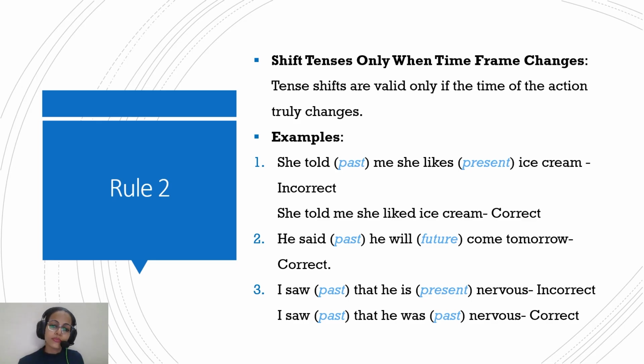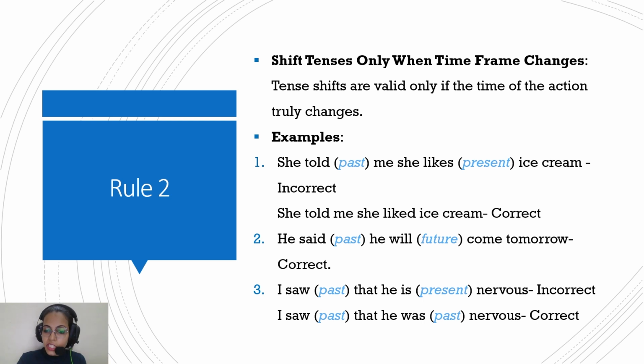Now let's look at the examples. She told me she likes ice cream. Okay. So told is past, likes is present. So we see two time frames are here. So she told me she liked ice cream. So told and liked in the same tense.